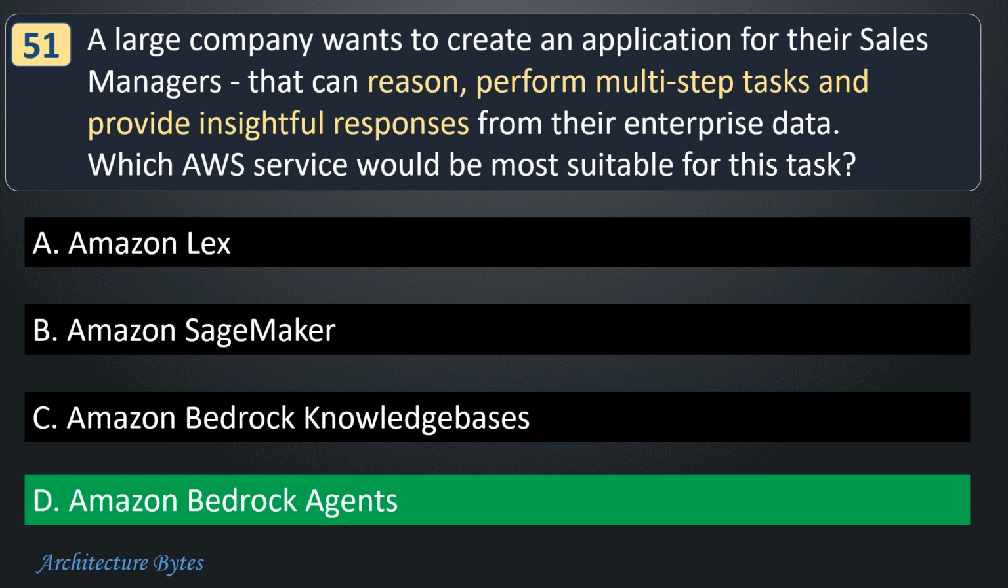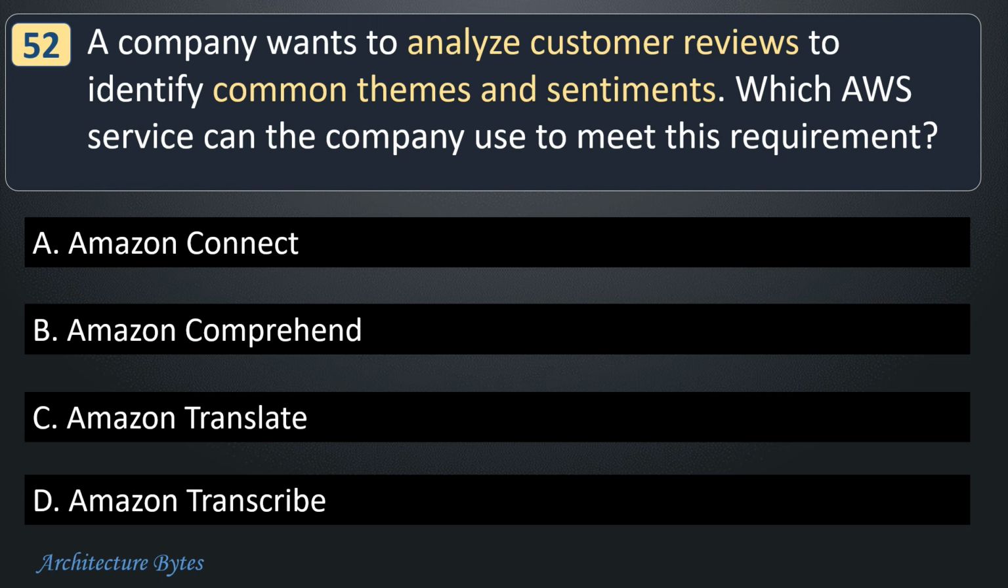for other services. A company wants to analyze customer reviews to identify common themes and sentiments. Which AWS service can the company use to meet this requirement? Our options are Amazon Connect, Comprehend, Translate, or Transcribe.